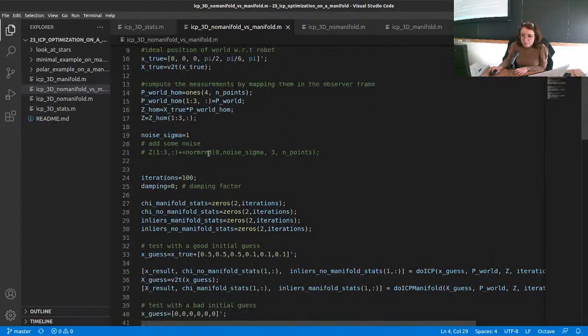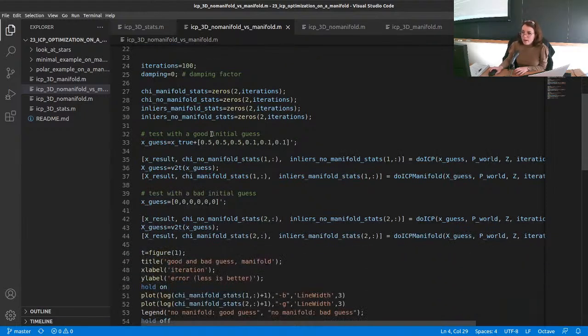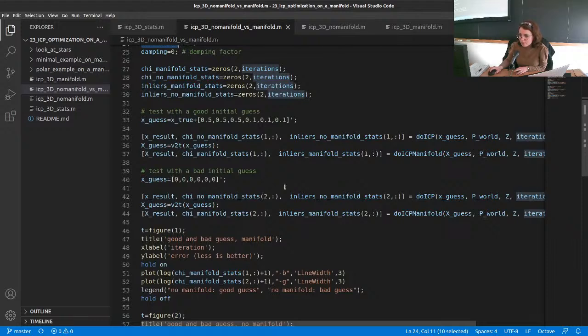Now, you have this line which is commented out for you to try later, which is an addition of noise to the measurements, okay? Then finally, we have the number of iterations, which is set to 100, and a set of vectors which collect the value of the chi and the value of the inliers. Then we have two instances of the least squares problem, one with a good initial guess and the second one with a bad initial guess.